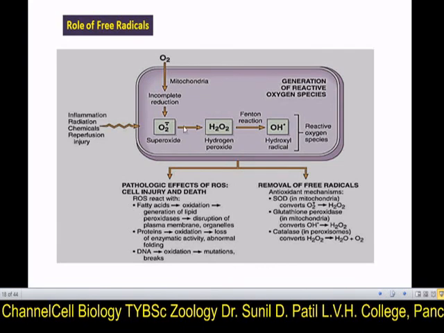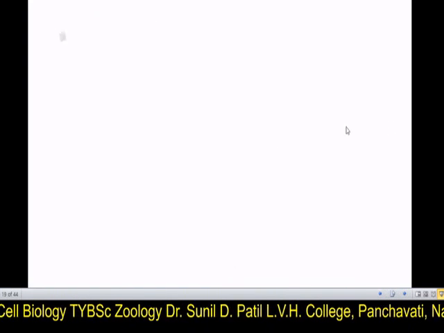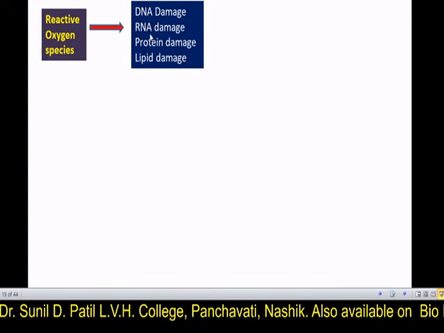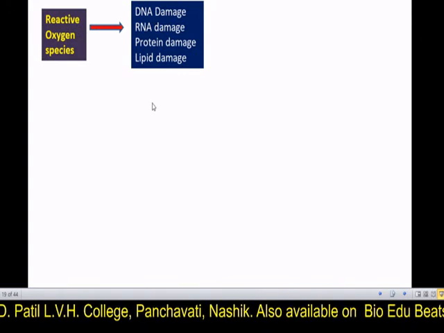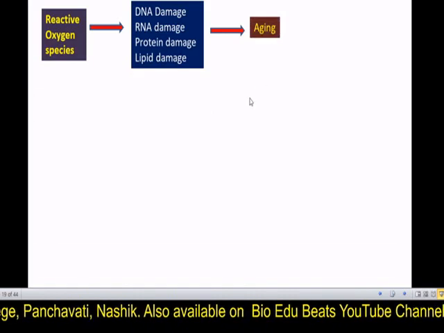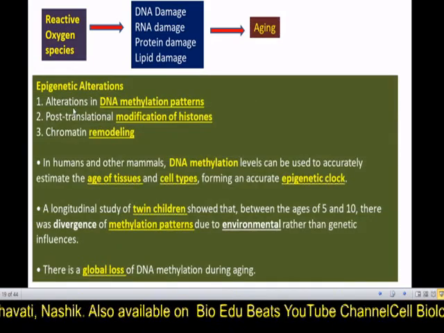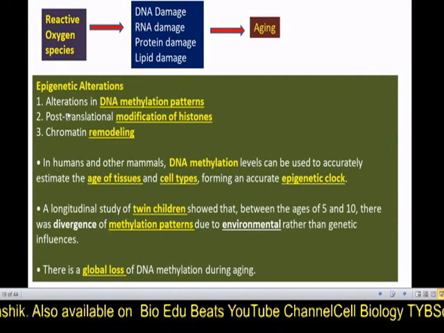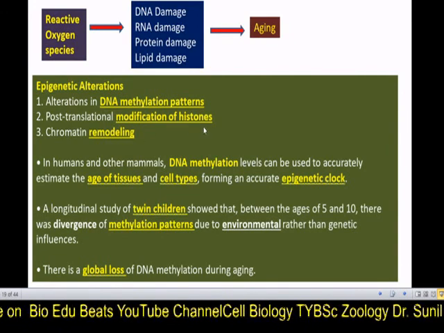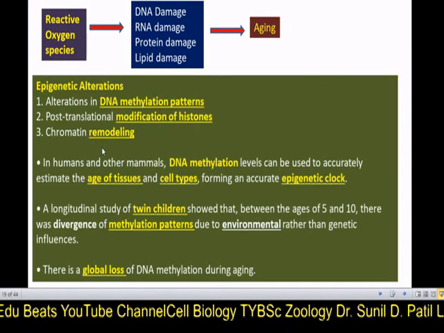Reactive oxygen species cause DNA damage, RNA damage, protein damage, and lipid damage inside the mitochondria. Then it results in aging. So epigenetic alteration occurs, due to alteration in the DNA methylation pattern, post-translational modification of histones, and chromatin remodeling.